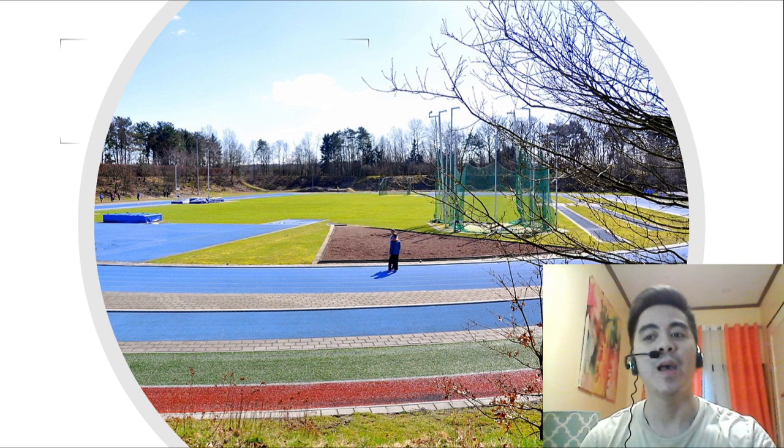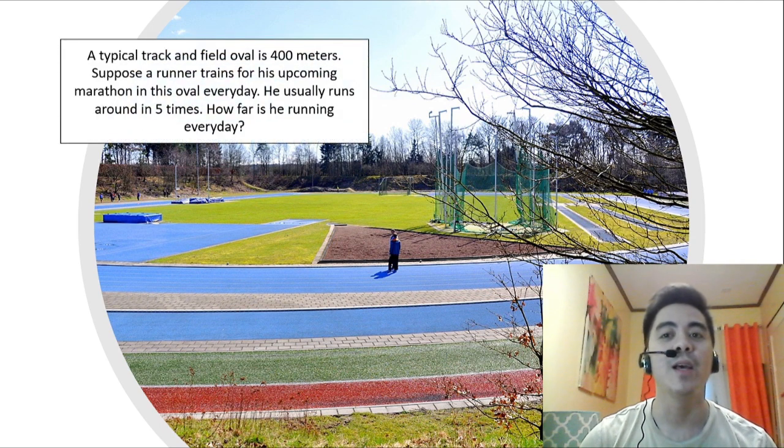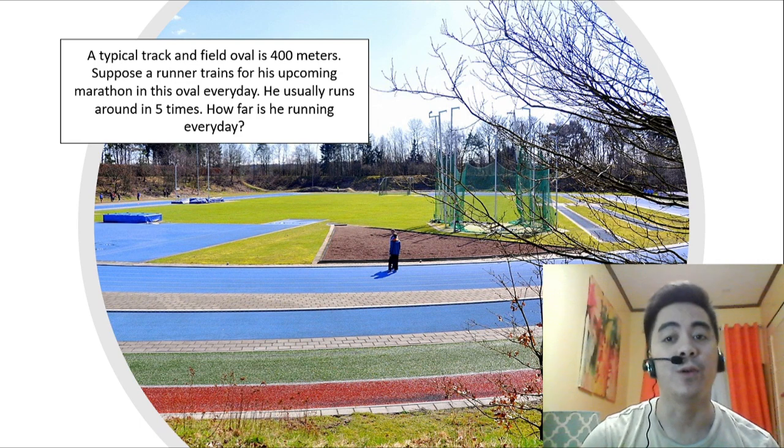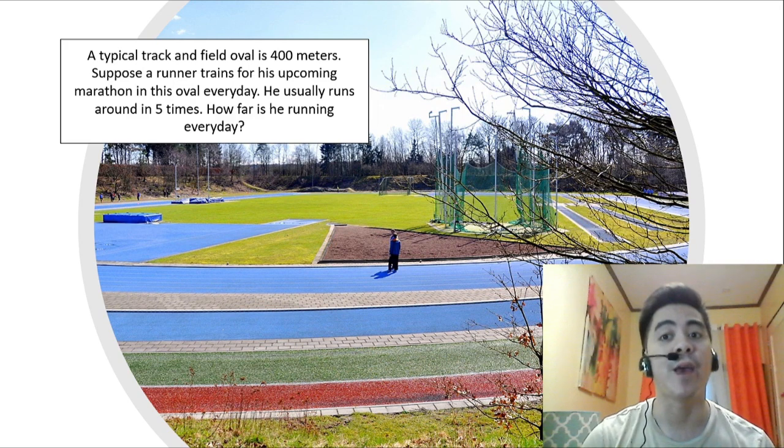A typical track and field oval is 400 meters. Suppose a runner trains for his upcoming marathon in the oval every day. He usually runs around 5 times. How far is he running every day? That's the question. In this lesson, we will learn to measure how far an object has moved.